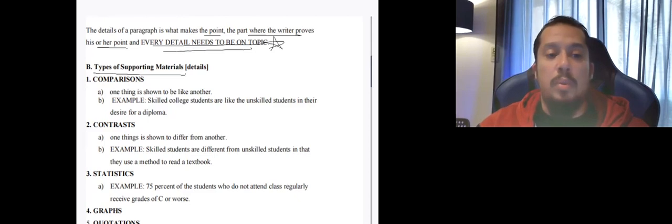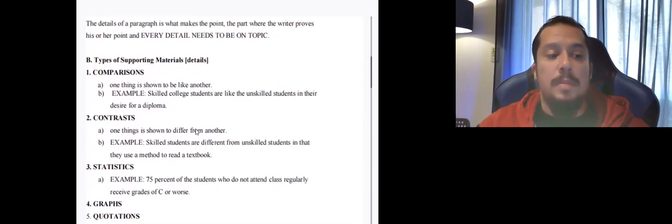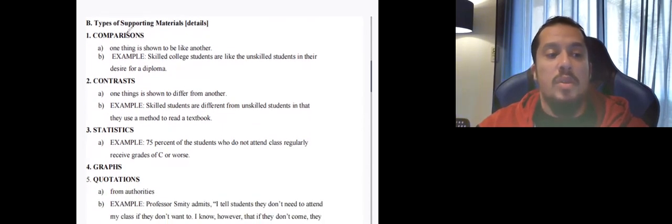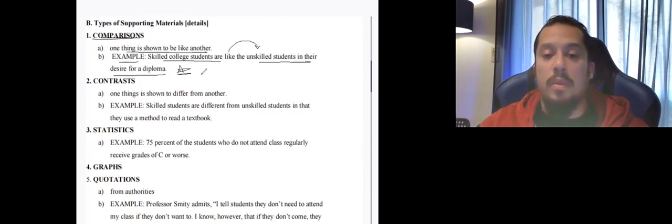There are types of supporting materials or types of details. So here, comparisons. Number one. One thing is shown to be like another. Example, skilled college students are like the unskilled students in their desire for diploma. So this is one example of comparing items with details. شبه بعض. Number two, the detail ممكن يبقى contrast. One thing is shown to differ from another, right?